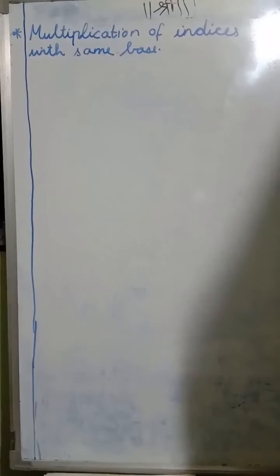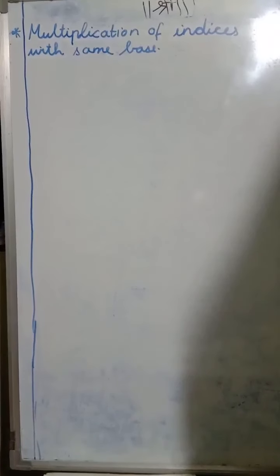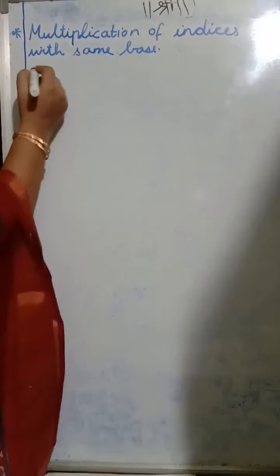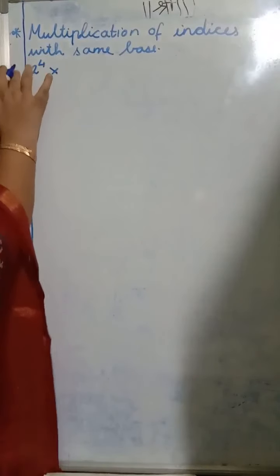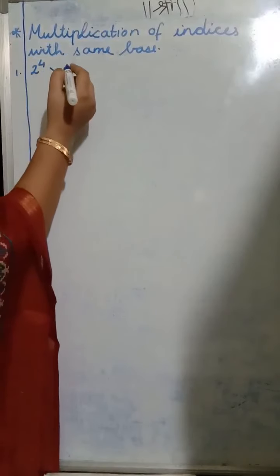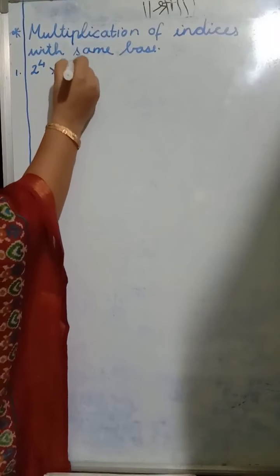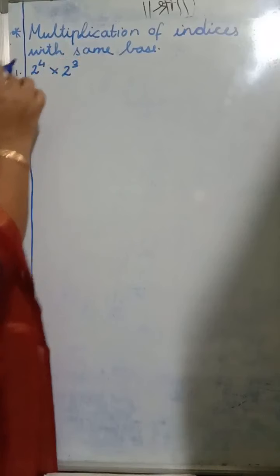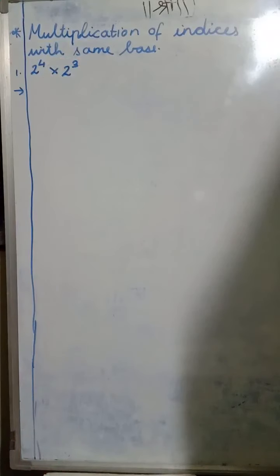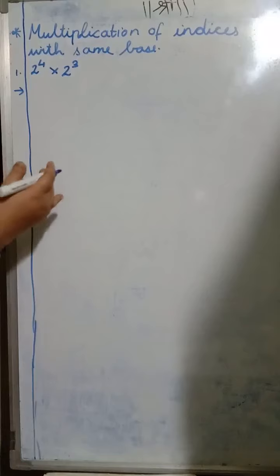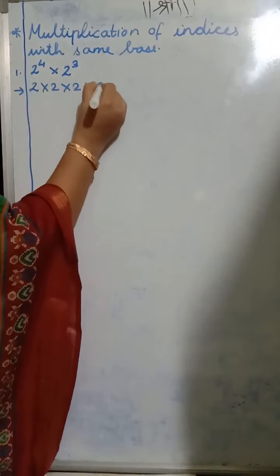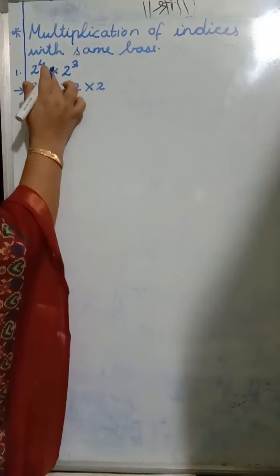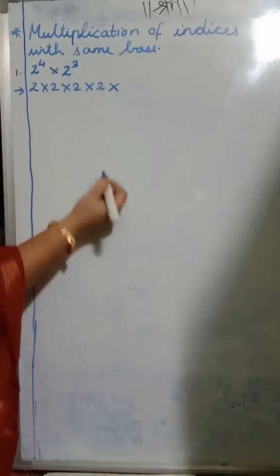Now we'll begin with the next point, that is multiplication of indices with the same base. Here I'll take an example, 2 raised to 4 multiplied by 2 raised to 3. Now I will write this in multiplication form. 2 raised to 4 means I am taking 2 four times: 2 multiplied by 2 multiplied by 2 multiplied by 2. Is it 4 times? Now I'll write the multiplication sign here.